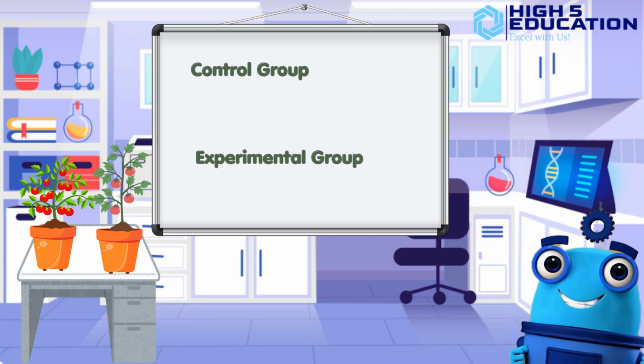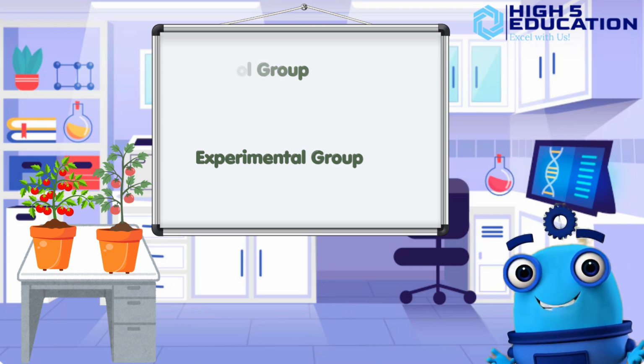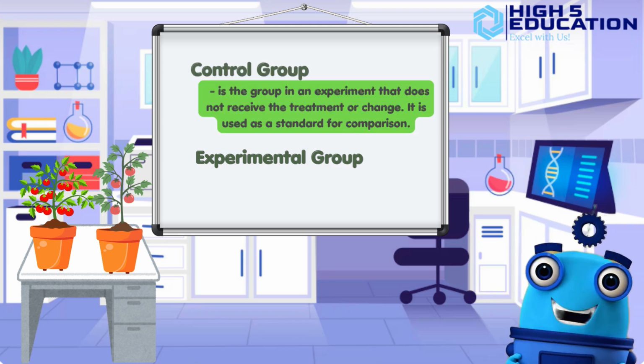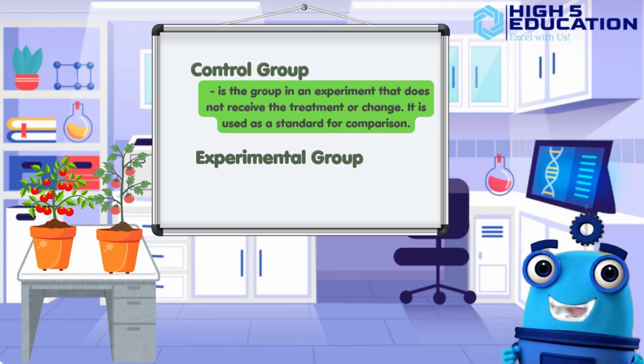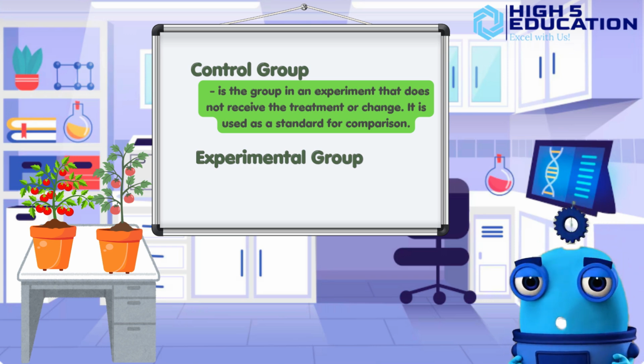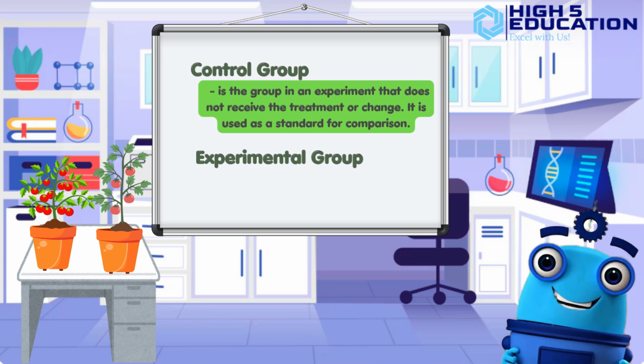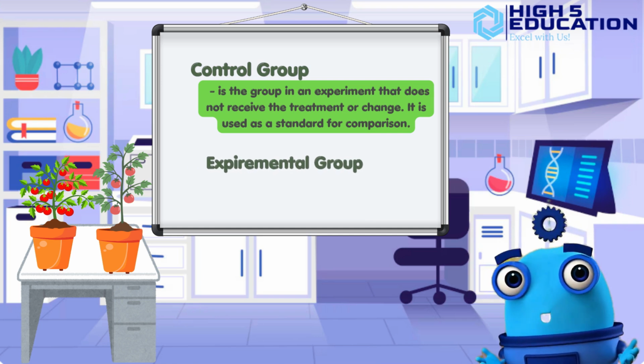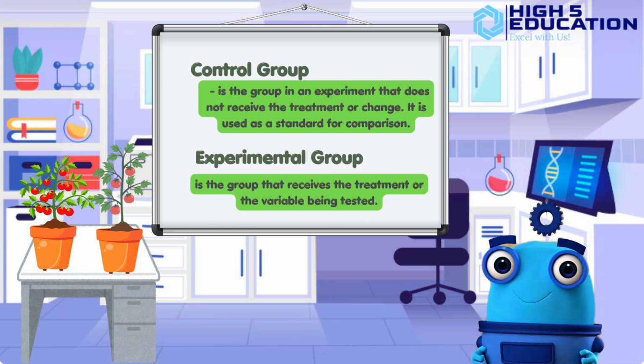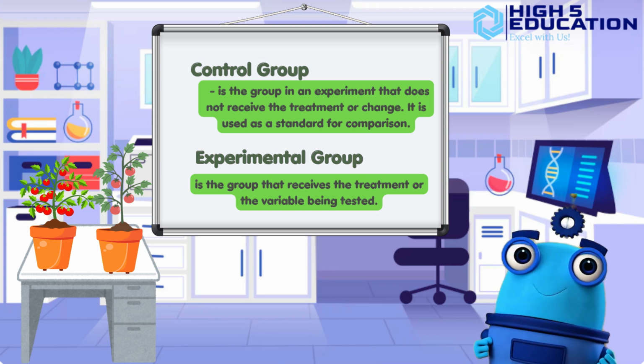Now, let me first give you the definitions. The control group is the group in an experiment that does not receive the treatment or change. It is used as a standard for comparison. The experimental group is the group that receives the treatment or the variable being tested.